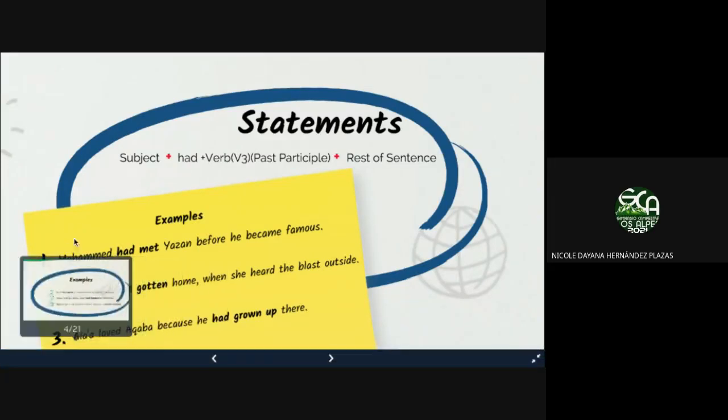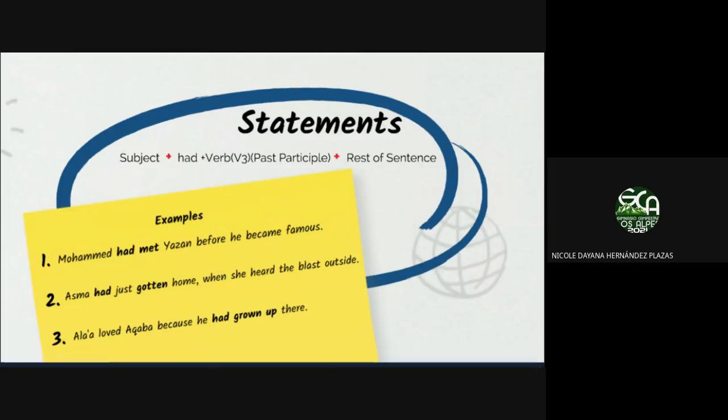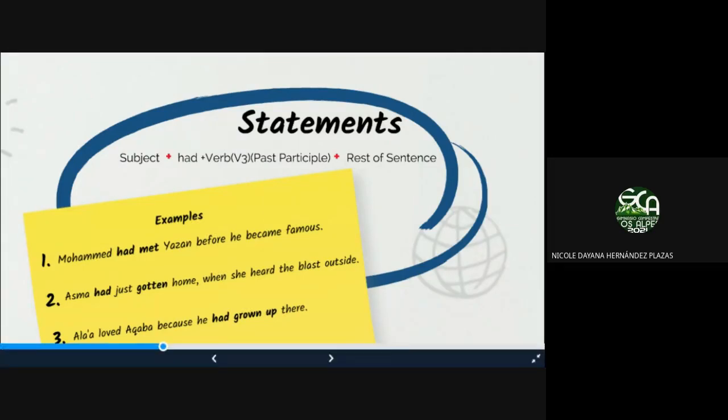And look at this one. Ayla loved Akaba because he had grown up there. The first thing that happened is that he had grown up there, and for that reason, he loved Akaba. So, questions about the affirmative structure in affirmative sentences in past perfect? Some seconds to take notes.